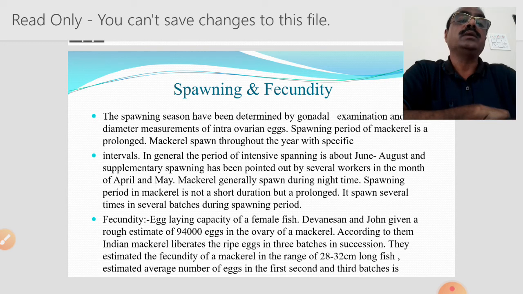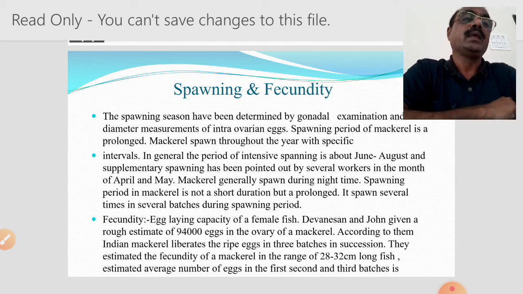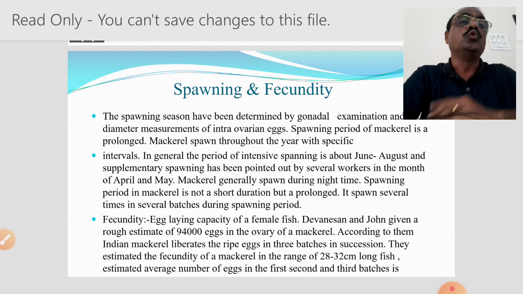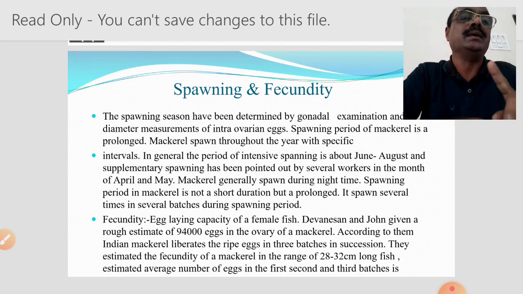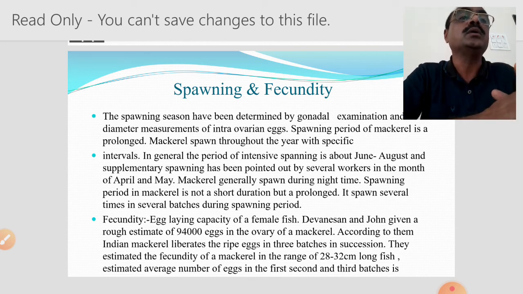According to the nature of spawning, fishes are divided into 2 categories. One is prolonged spawning period fishes, and the second is short spawning period fishes. Those fishes that spawn once a year are called short spawning period fishes. And those fishes that spawn several times in a year are called prolonged spawning period fishes.